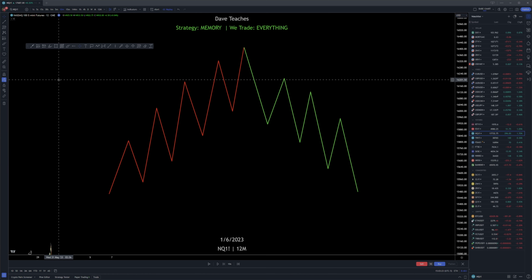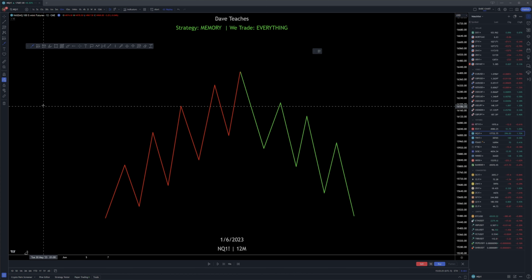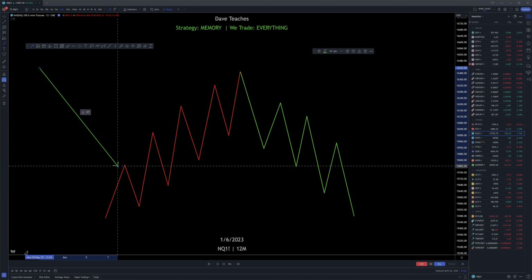So the rule of thumb is that as we are creating these swings, right?